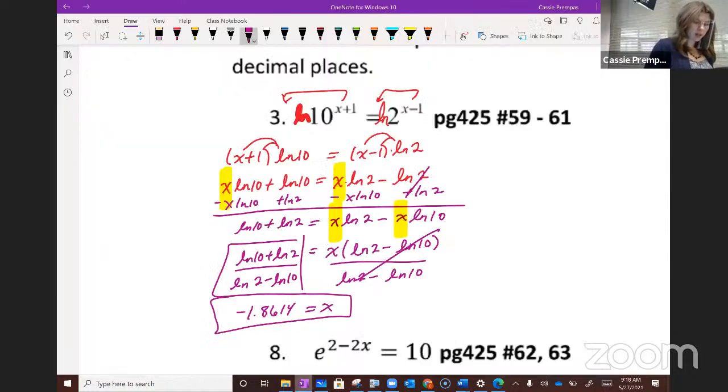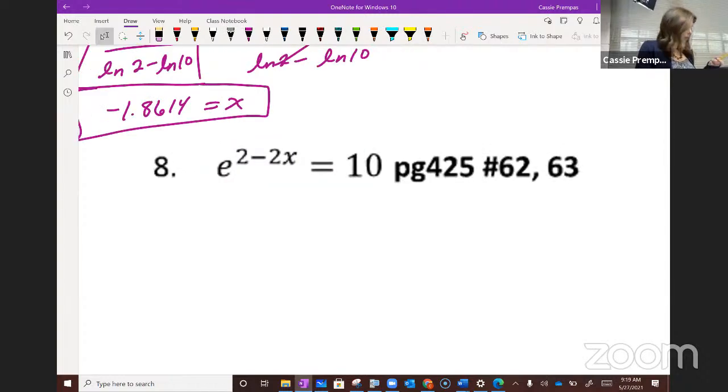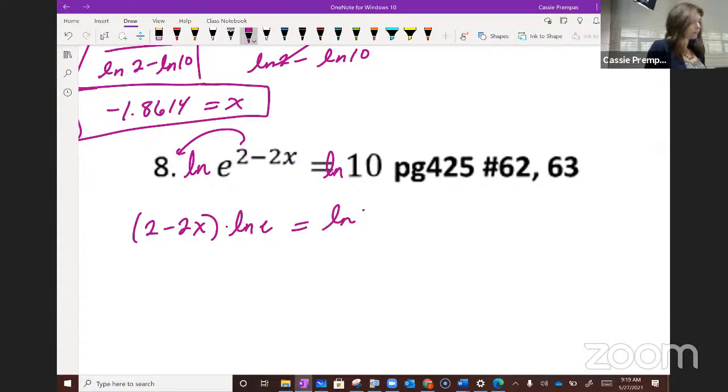All right, on to number 8. Number 8, what would be a first step that we could do to solve? Take the natural log of both sides, awesome. And then we'll bring that power property again out in front. So I'd have 2 minus 2x times the natural log of e is equal to natural log of 10.